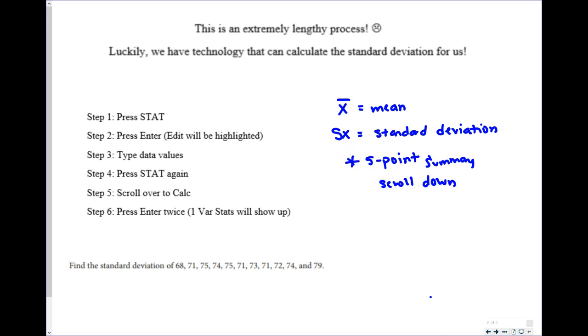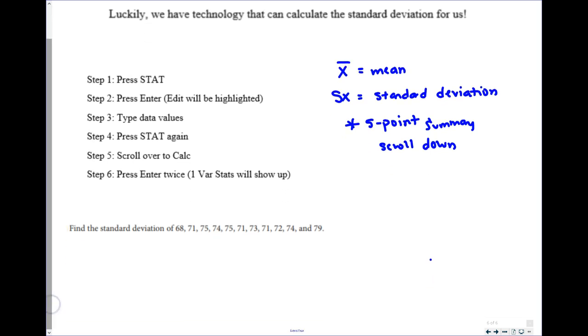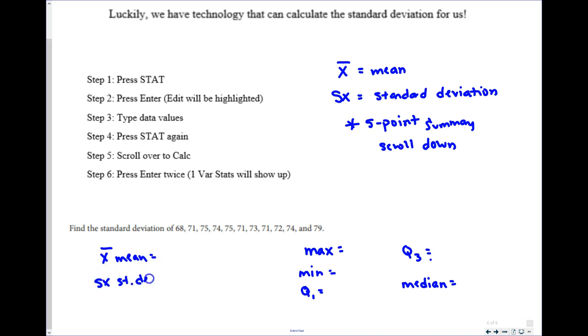Okay? So what I'd like you to do is I would like you to try to find the standard deviation of this data set. Okay? Plug all that stuff in, and if you want to be extra cool, find that 5-point data, the Q1, min, max, Q3, and your median. Okay? All right, go ahead and pause. Find your mean. Find your standard deviation with your calculator. Okay, and if you want my help, come up and ask.